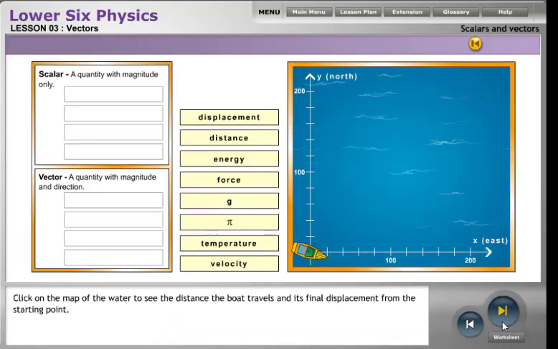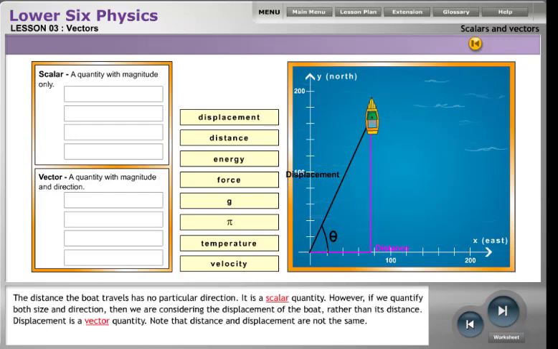Click on the map of the water to see the distance the boat travels and its final displacement from the starting point. The distance the boat travels has no particular direction. It is a scalar quantity.